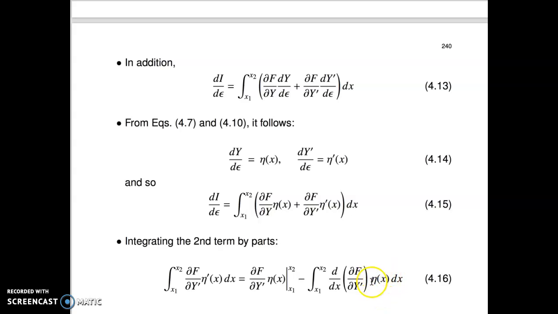Integration by parts, the recipe tells you you should have not the derivative of the function, but the original function. So you might need to just write down that the integral of u dv is equal to uv minus the integral of v du. Choose u and dv appropriately. This is what you get.